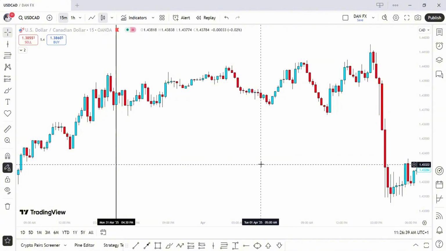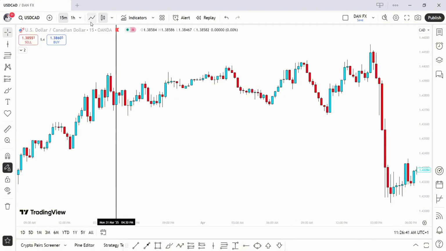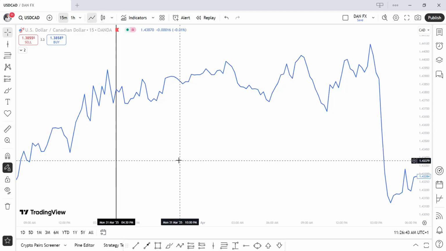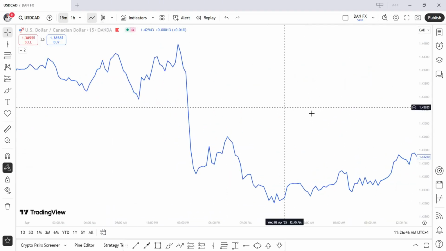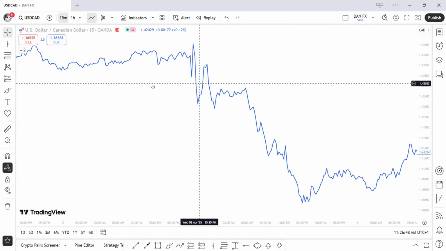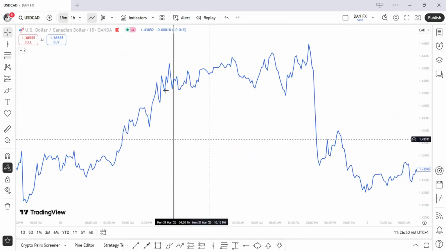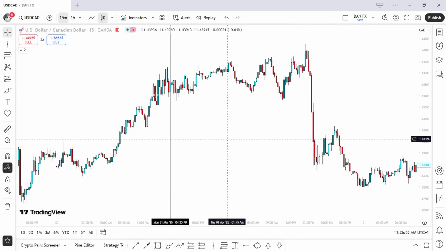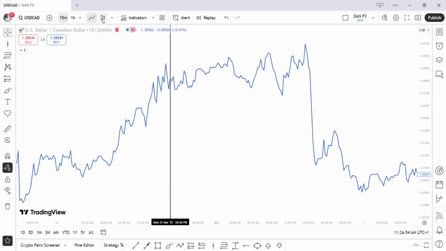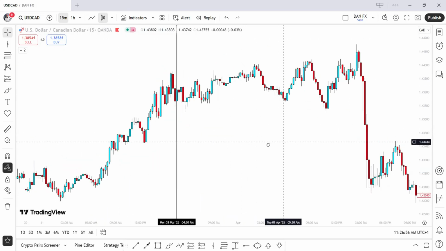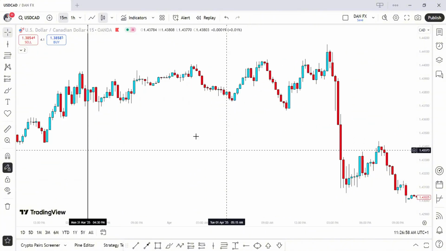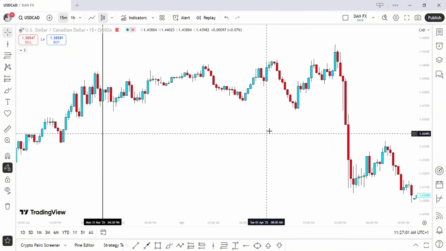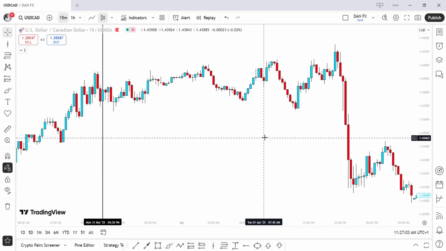Looking at this, if you want to make it easier to identify, you can also use the line charts. You can see the line chart helps you see things more clearly. But you're also going to be using the candlestick charts. If you have any confusion, look at the line charts. So what are we looking at here? Let's identify if we're in consolidation, uptrend or downtrend.